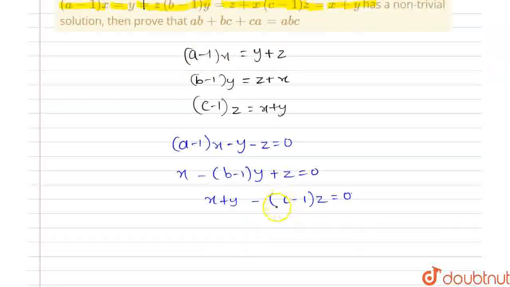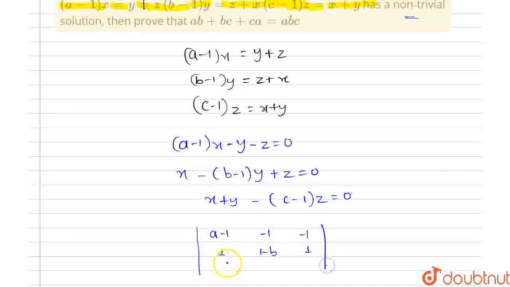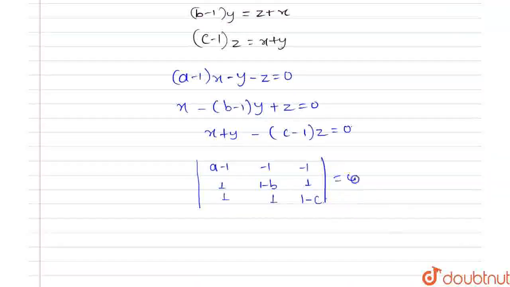From here, its determinant is equal to 0 because we have been given that it has non-trivial solutions. So we can write it as the determinant with first row a minus 1, minus 1, minus 1. Second row 1, and here minus of (b minus 1), so we can write it as 1 minus b, and 1. Third row 1, 1 and 1 minus c, and its value is equal to 0.